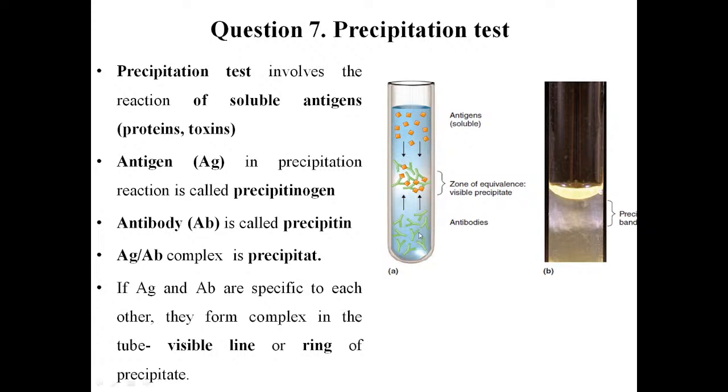We should mix antibodies, for example, serum with antibodies, and then antigen, for example, bacterial toxin, in the tube. If they are specific to each other, they form an antigen-antibody complex, and this complex is visible as a white line. Here, look here, a white line or a white ring of precipitate, or a precipitate band. So it means a positive result.